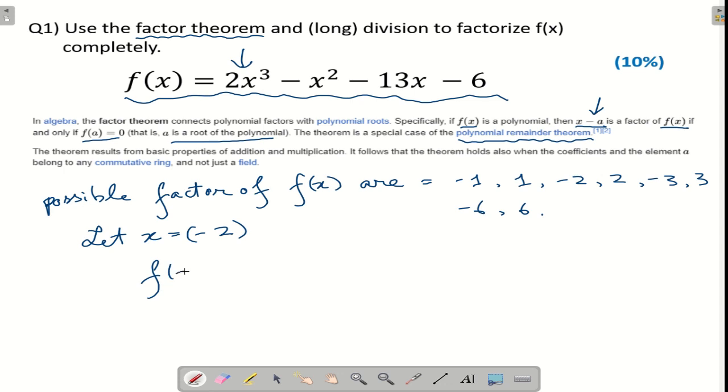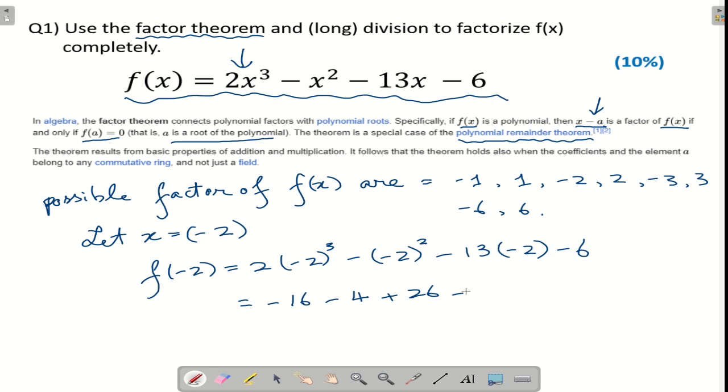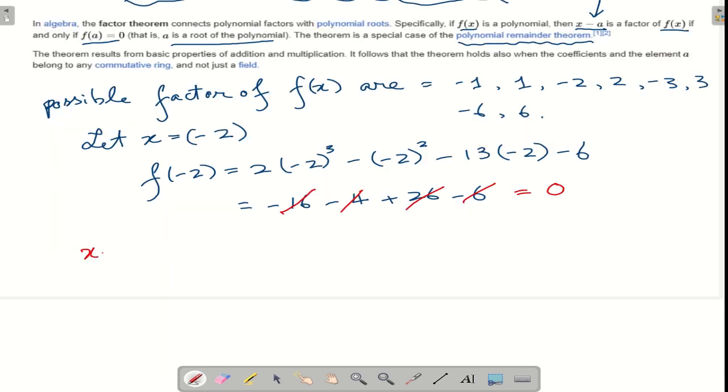We have f of minus 2 is equal to 2 times minus 2 cubed, minus minus 2 squared, minus 13 times minus 2, minus 6. We have minus 16 minus 4 plus 26 minus 6. Cancel out all the values, because minus 16, minus 4 is minus 20, and minus 6 makes minus 26, and this one is plus 26, so it's equal to 0. So if f of minus 2 is equal to 0, it means that x plus 2 should be a factor of f(x). Then we do the long division.